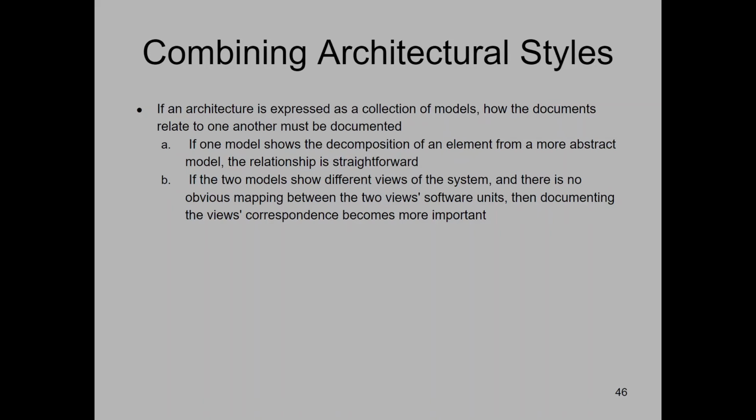If an architecture is expressed as a collection of models, how the documents relate to one another must be documented. If one model shows the decomposition of an element from a more abstract model, the relationship is straightforward. If the two models show different views of the system and there is no obvious mapping between the two views' software units, then documenting the views' correspondence becomes more important.